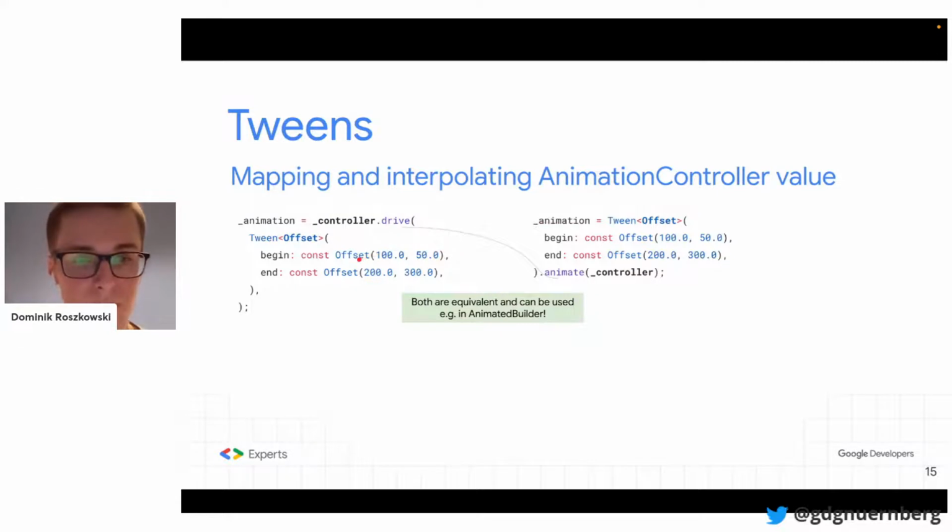And you can use tweens in two ways. And I found that this is pretty confusing because once you read one tutorial, they use this syntax, other times they use another tutorial and use this syntax. And practically, this is equivalent. When you have an animation controller, you can just call a drive method and pass a tween, and you will receive an animation object, right? Or you can have a tween class, and you can animate that with your animation controller, and then you also get the animation object. So both ways have exactly the same effect.